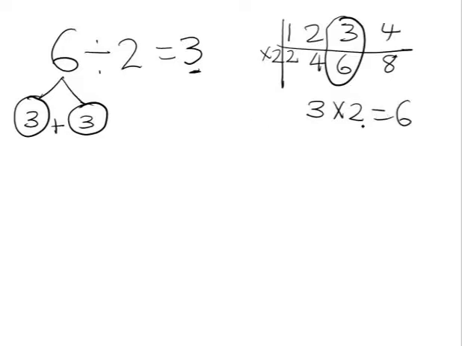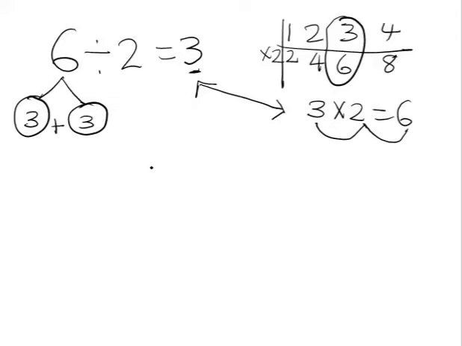And look carefully. If I read a multiplication sum backwards, 6 divided by 2, what will that give me? 3. 3 times 2 is 6. 6 divided by 2 is 3. So what do we notice? Division sums are actually the inverse of multiplication sums, and multiplication sums are the inverse of division sums.